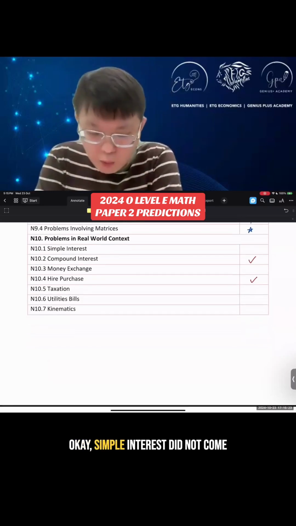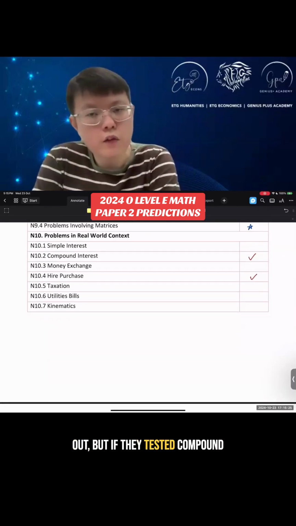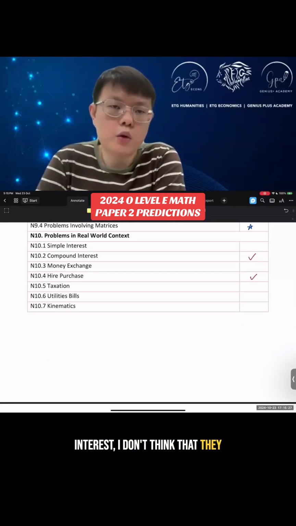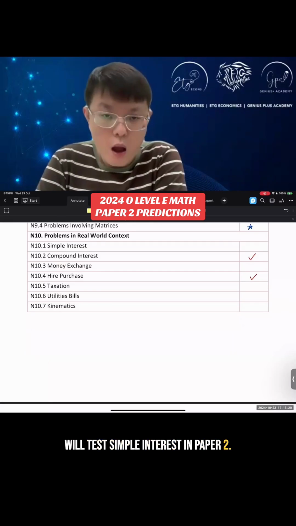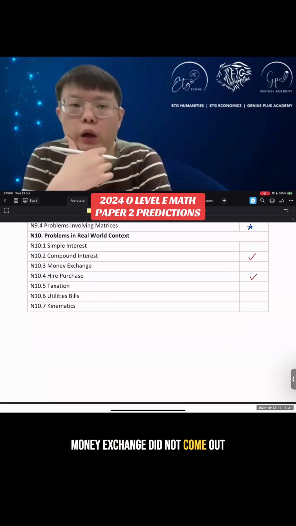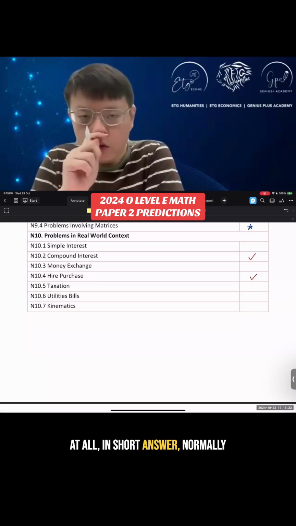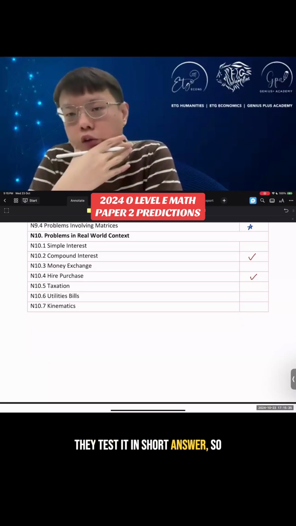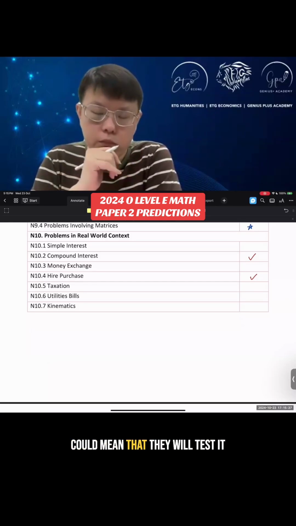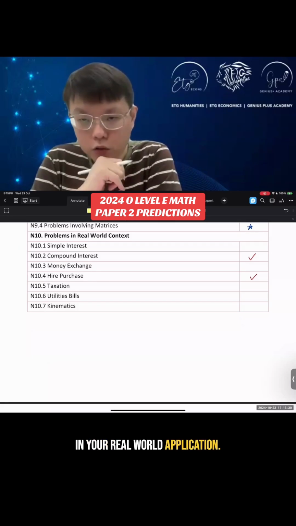Okay, simple interest did not come out, but if they tested compound interest, I don't think that they will test simple interest in paper 2. Money exchange did not come out at all. In short answer, normally they test it in short answer. So the fact that it didn't come out could mean that they will test it in your real world application.